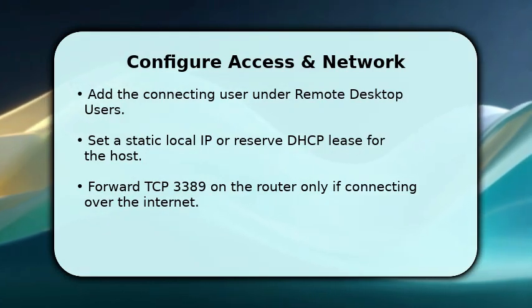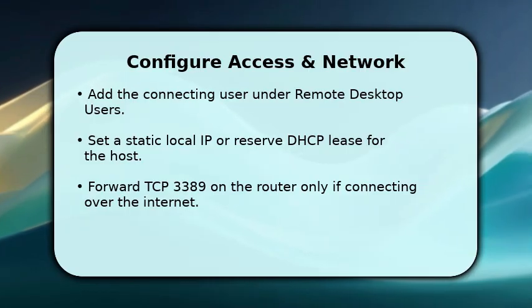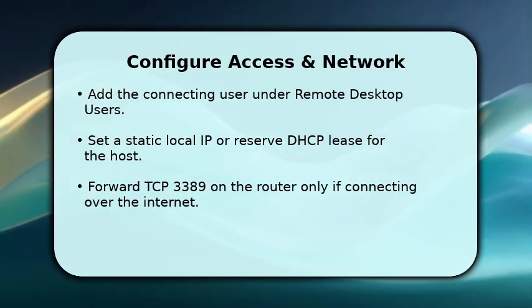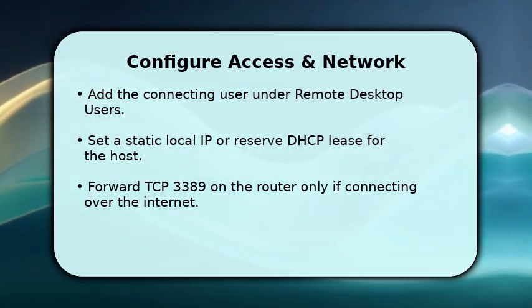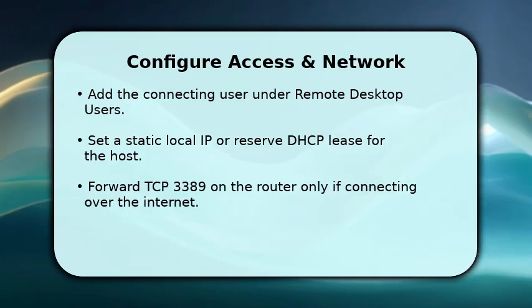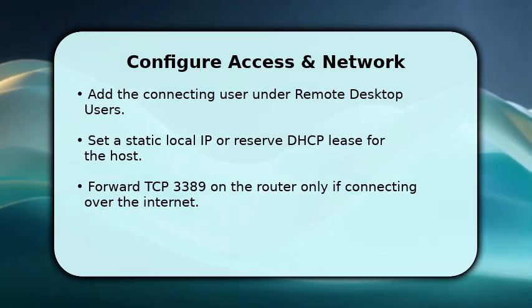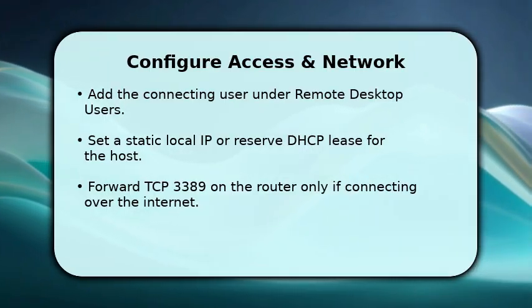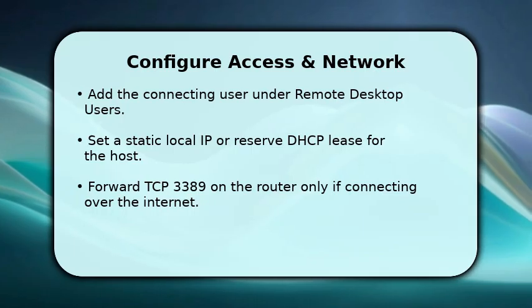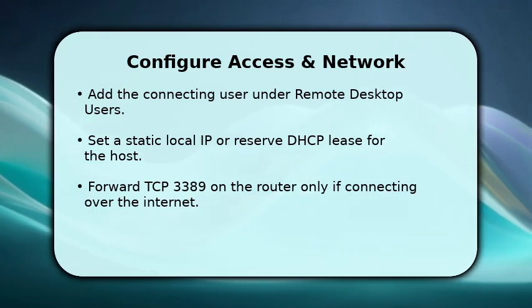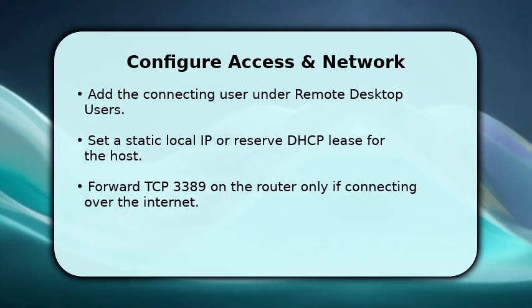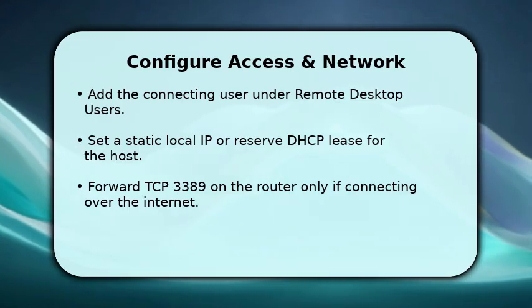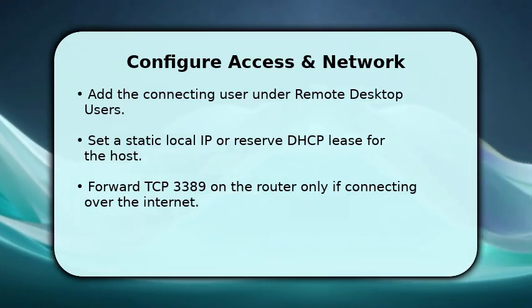Add the intended user to Remote Desktop users, because administrative accounts may be restricted by policy. Then assign a static local IP or reserve a DHCP lease so port forwarding or DNS always target the same machine. If you must connect over the internet, forward TCP port 3389 to that IP on your router. Otherwise, use a VPN to avoid exposing RD.